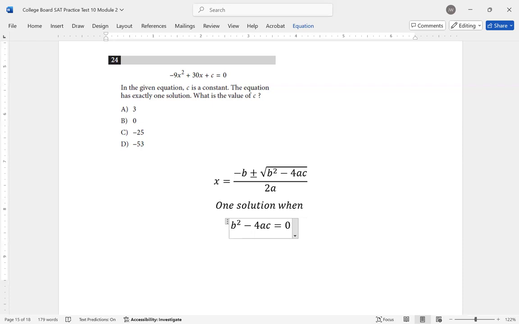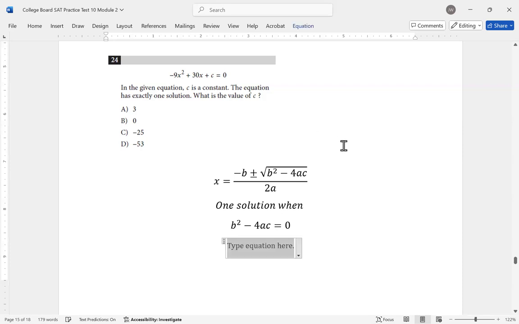b squared minus 4ac is equal to 0. By the way, this is not the only way you could solve this, but this is one of the quicker ways you can solve this. You can also do a completing the square on the left-hand side. I won't do that in this case. But one solution when b squared minus 4ac is equal to 0. Now, by b, we're talking about the coefficient of the x term. By a, we're talking about the coefficient of the x squared term. And c is that constant.